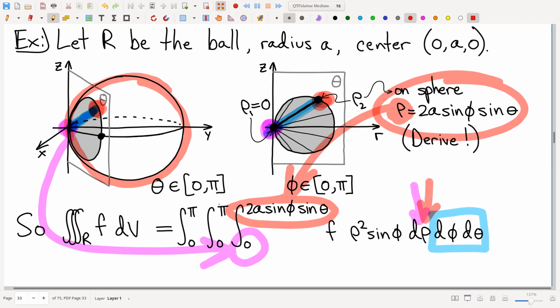What do you think? Everybody see the process? Any questions about the geometry or the process? Okay. All right.